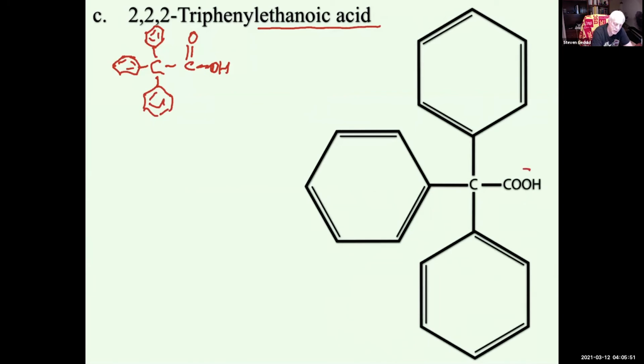Here's your main carbon chain, ethanoic acid. And then the benzene group is a substituent. It's an attachment because the carboxyl group, the COOH, is not directly attached to the benzene ring. If it was, then it would be a benzoic acid. If it's not, then the benzene ring is named as a substituent, as an attachment. So it tells you there's 3 phenyl groups that are attachments, each one at the number 2 position, and the main carbon chain is 2 carbons long.